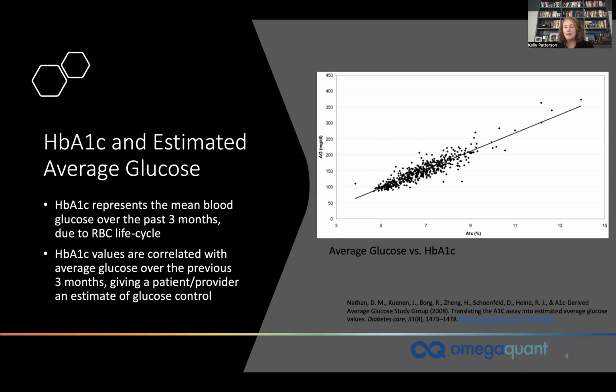So what's nice about hemoglobin A1c is you can take one non-fasting test and get a picture of your blood sugar control over the past 3 months instead of having to prick your finger constantly.